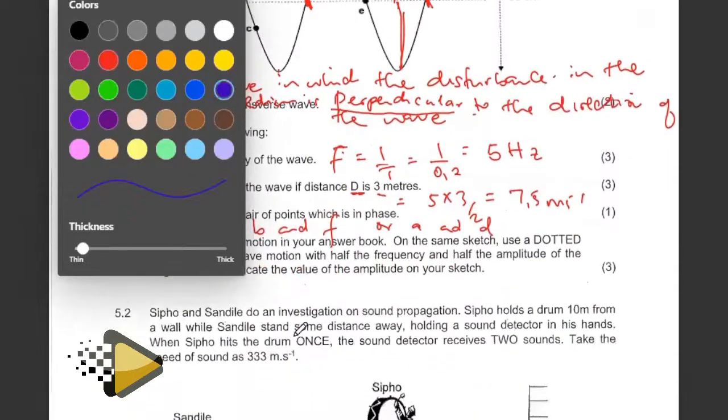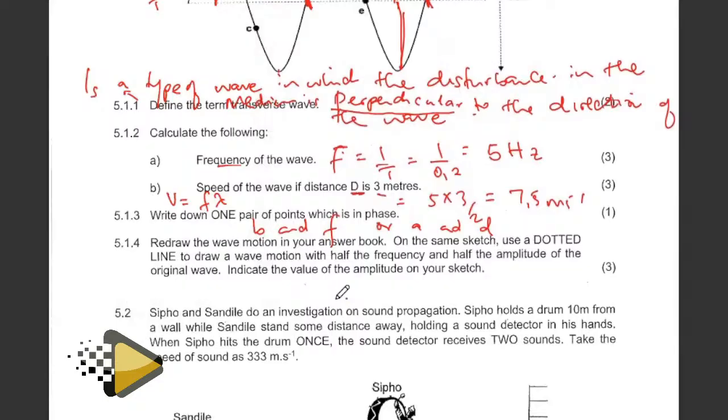Then 5.1.4, they want us to redraw. So how do we redraw this? On the same sketch using dotted lines to draw a wave motion with half of the frequency and half of the amplitude, and we must indicate the amplitude of the original wave.